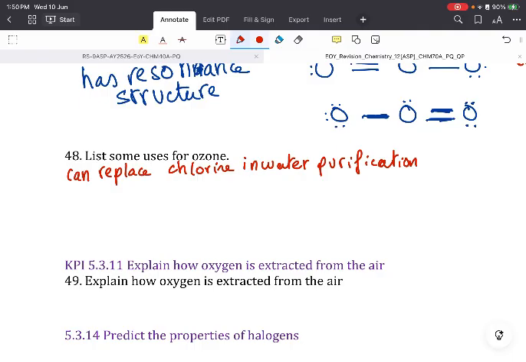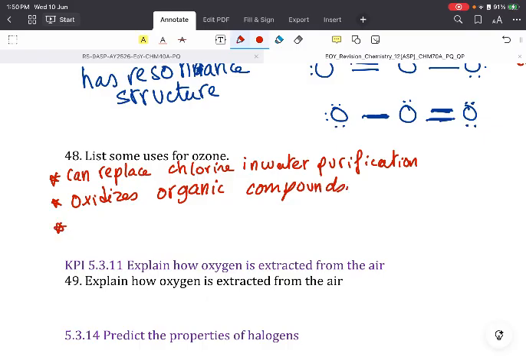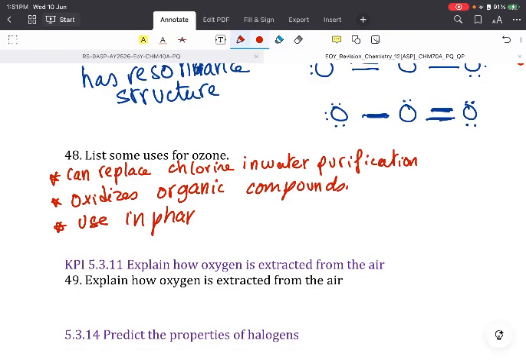Now, other important uses. It kills the bacteria, though I don't know if I can take this as a use. It oxidizes organic compounds. Ozone is also widely used in pharmaceuticals, in medicines, and in synthetic lubricants.